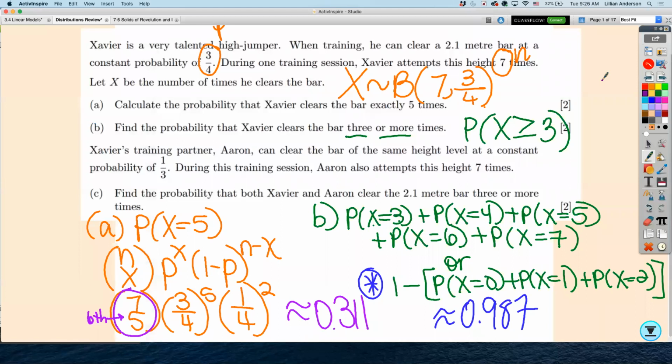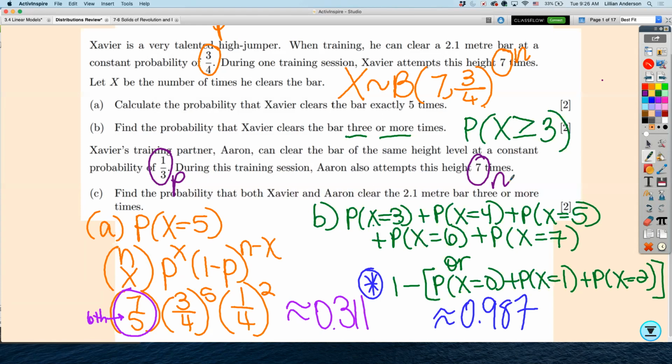Xavier's training partner, Aaron, can clear the bar of the same height level at a constant probability of 1/3. During this training session, Aaron also attempts this height 7 times. Okay, so now we have this additional element. We have Aaron. He's still performing a binomial experiment. It's just this time his p-value is 1/3 and his n is still 7. Find the probability that both Javier and Aaron can clear the bar 3 or more times.